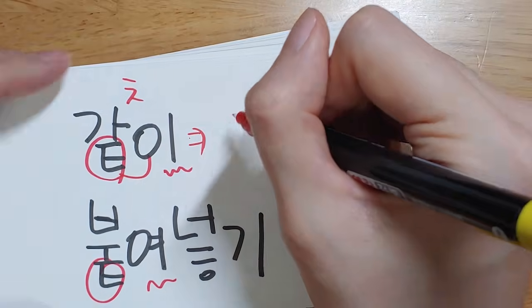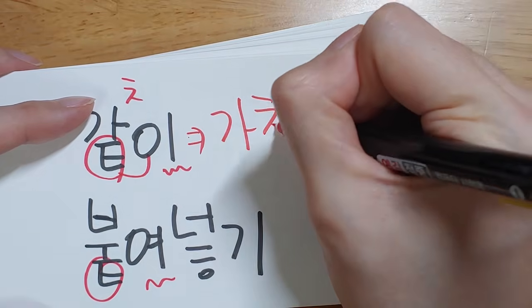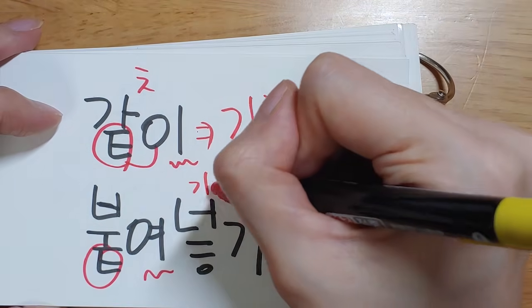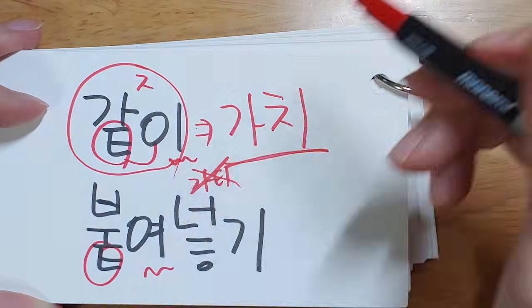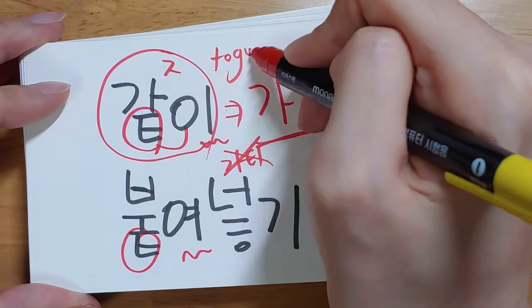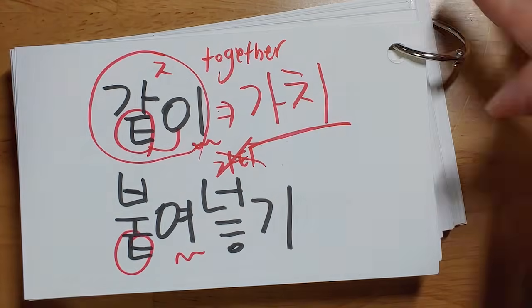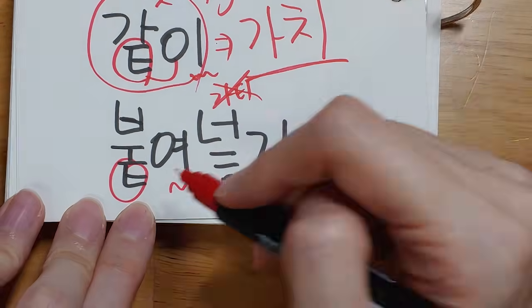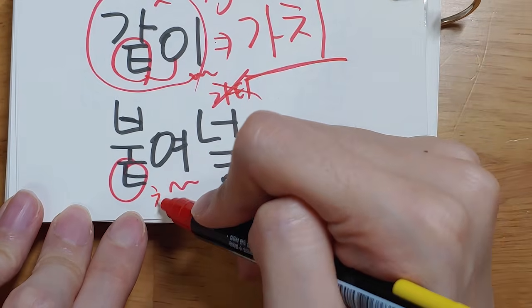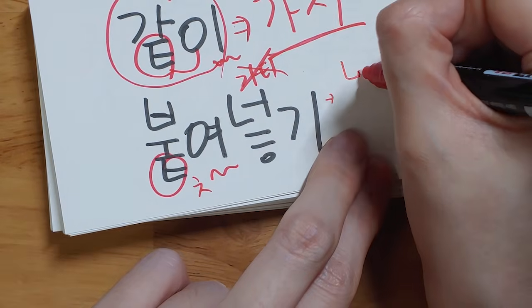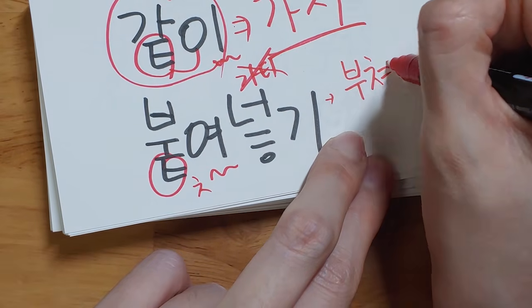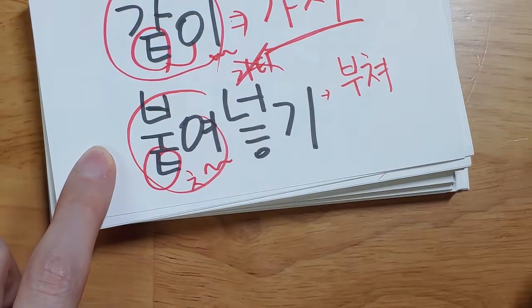So 같이, it's not 같이, guys. It's 같이. Means together. 같이 가자, let's go together. And this one, as you guessed it, also produces ch sound. So it's pronounced 붙여. These two are pronounced 붙여.